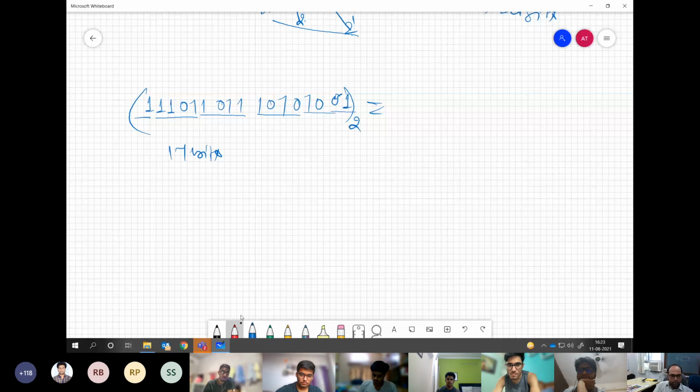So how will you pair? You always start from this side. So 4 together, then again we have 4 together, 4 together, 4 together, and now only 1 is remaining in the end. So what would we do?